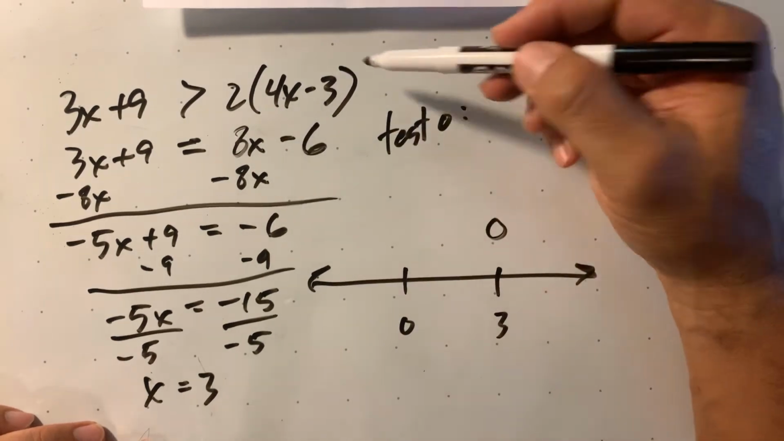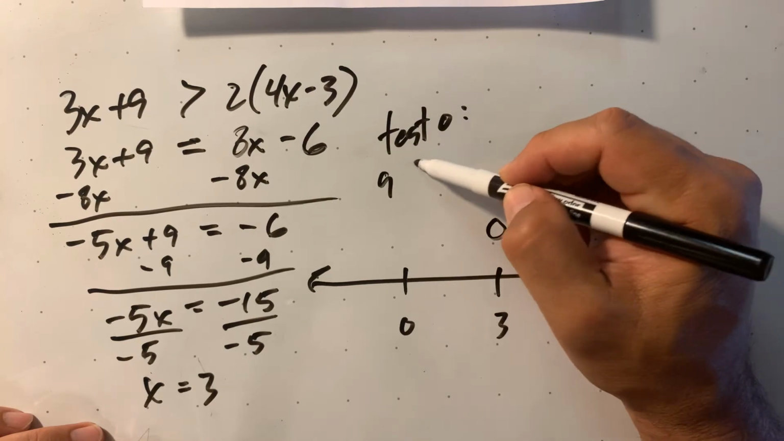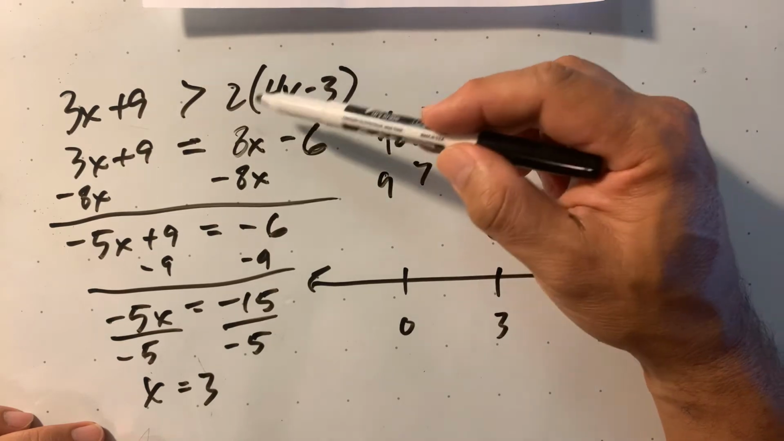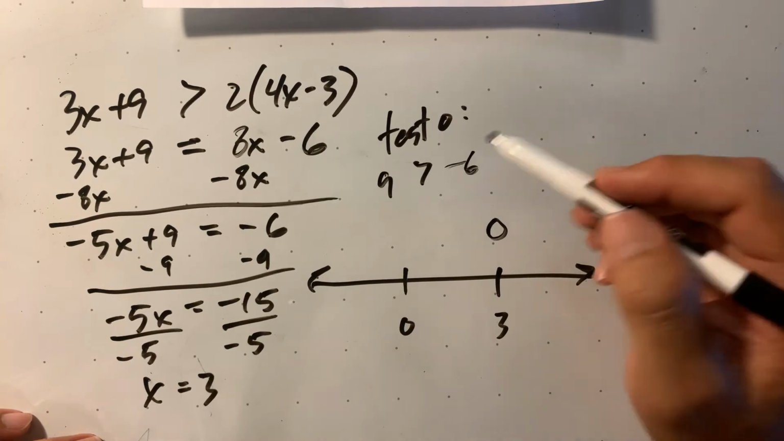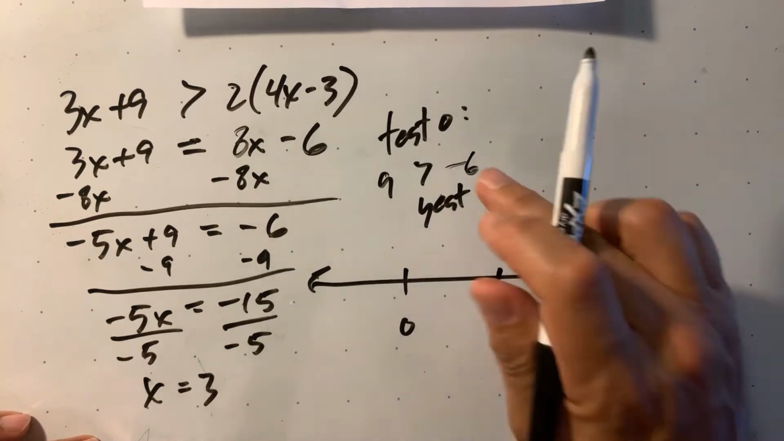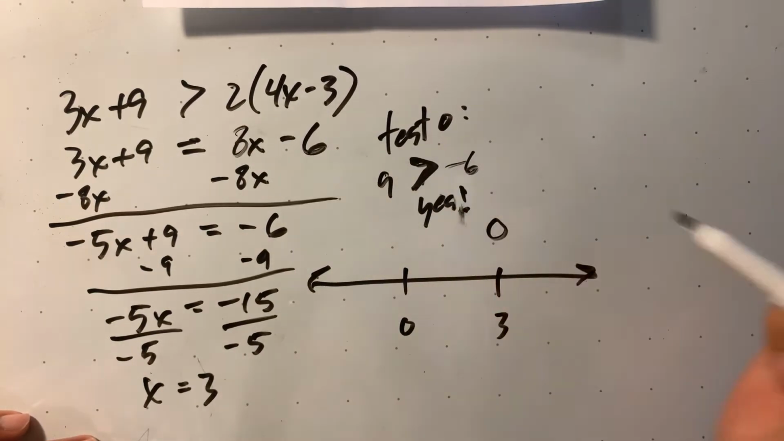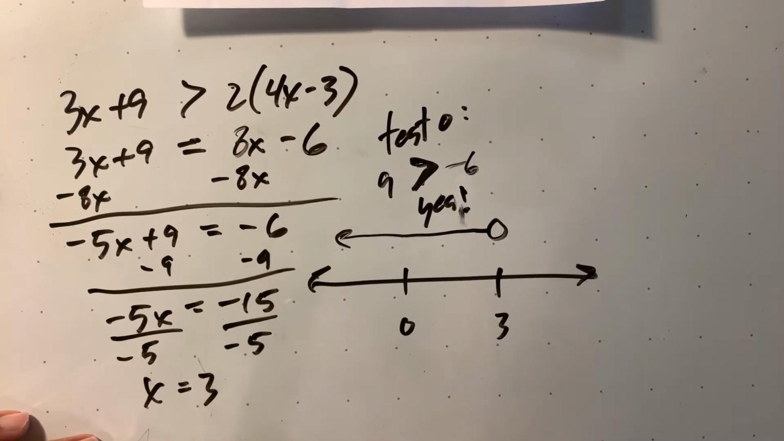So I'll plug 0 into this original inequality. 3 times 0 is 0, and then I'd have 9 on the left is greater than 4 times 0, so that's minus 3, and then 2 times minus 3 is negative 6. Is 9 greater than negative 6? You're going to ask yourself that, and yes, it is true. 9 is greater than negative 6, so when I tested 0, I got a true statement, so everything goes that way. And then your last step is to write what you see in terms of x. So x is everything that is less than 3.